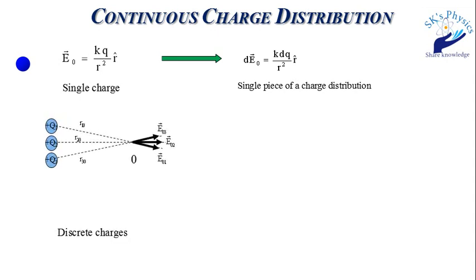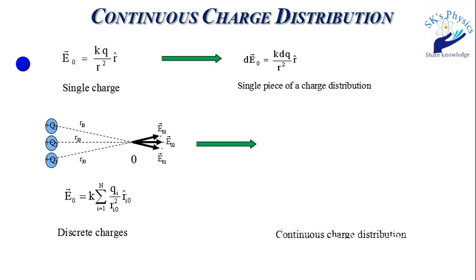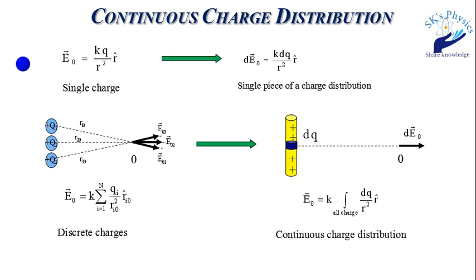Now for discrete charges, the electric field is equal to k sigma i is equal to 1 to n qi upon ri square into ri cap. At that time, the charge distribution is continuous charge distribution, and the electric field E is equal to k integration dq by r square into r cap. Here the electric field is in the form of integration.